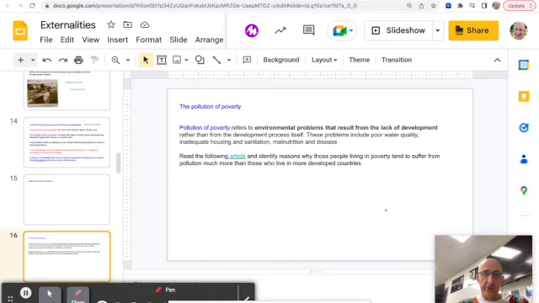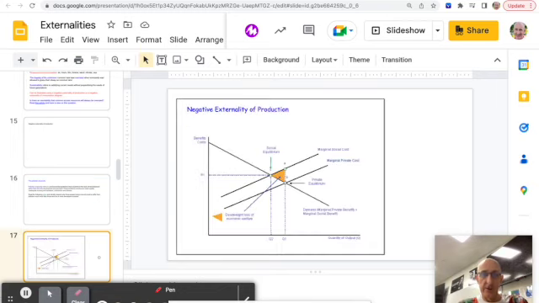There is also a reference to something called the pollution of poverty, which basically talks about environmental problems that result from the lack of development rather than from the development process itself. We always talk about industrialization and development causing pollution, but actually a lack of development also causes environmental problems in terms of poor quality of water, inadequate housing, sanitation, malnutrition, and disease. So there's a reference to something there called the pollution of poverty. Here's our third diagram. Now we're getting on to production, so we're looking at supply. This is the negative externality of production diagram, the common one that you use for things like pollution.